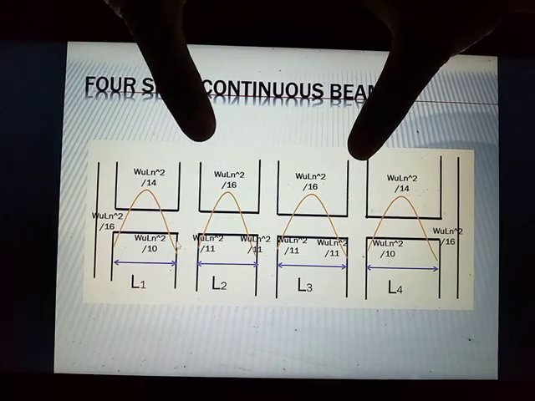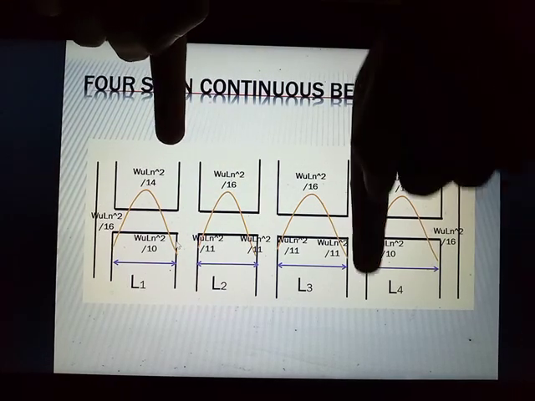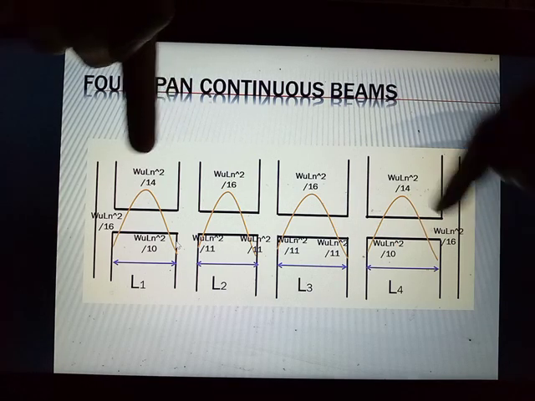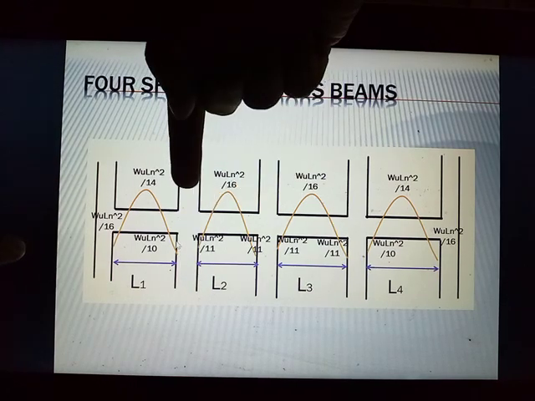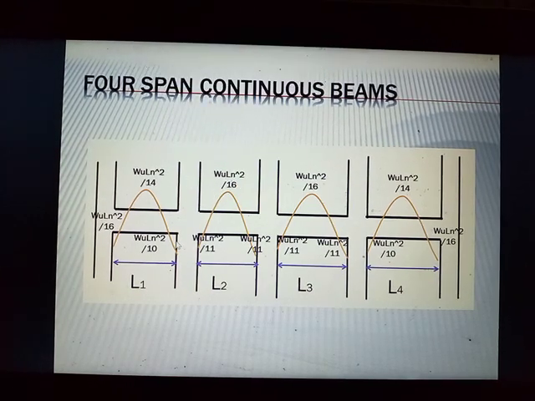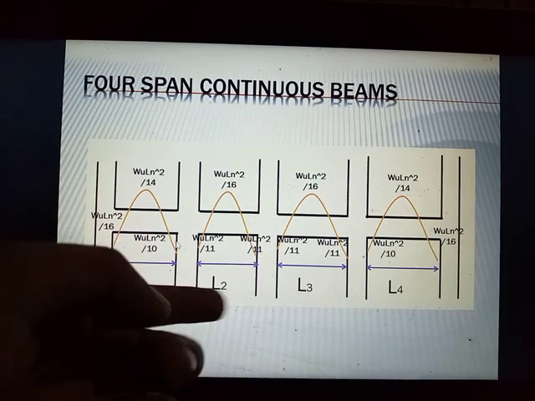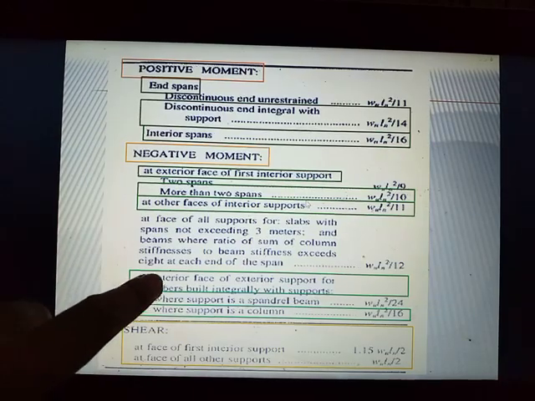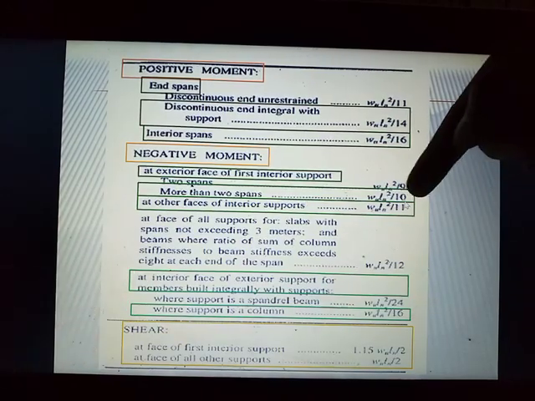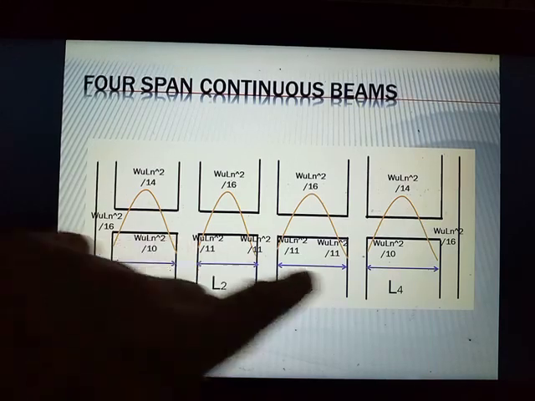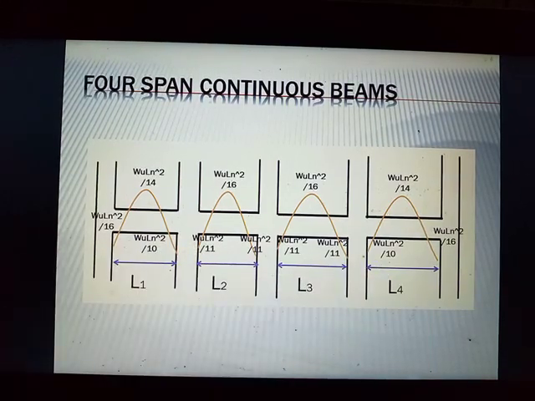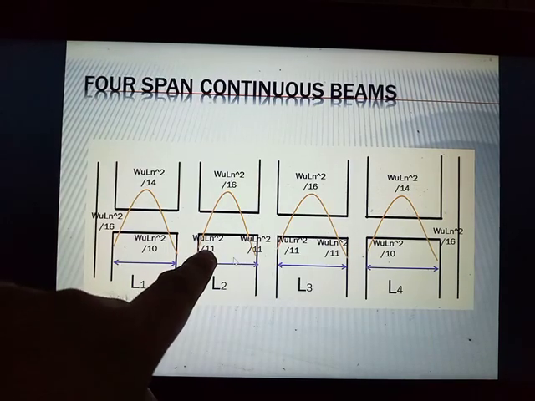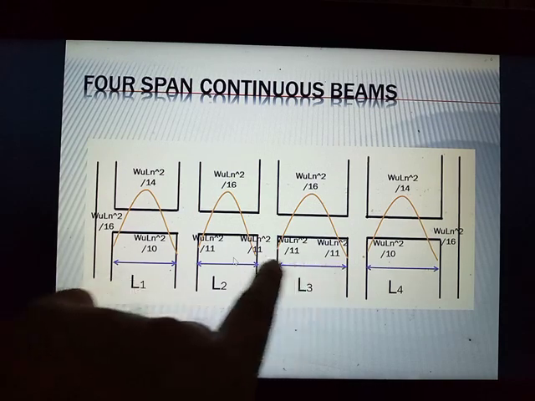These two respectively are first interior supports, since each is the first adjacent support to an exterior support. The exterior side of this one is this and this. So according to the table, it should be Wu Ln squared over 10. And for other faces of interior supports, we use Wu Ln squared over 11.